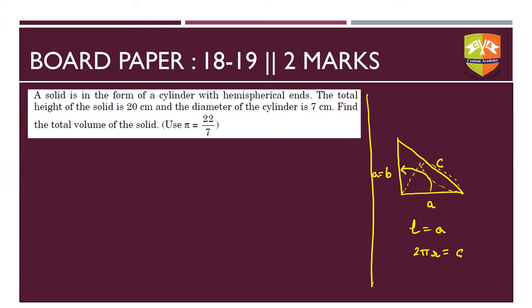Yes, in such questions, you have to assume R of cylinder is R of hemisphere, because otherwise there could be infinitely many solutions, because H of cylinder is not fixed. Yes. So quickly draw the diagram. It's 2 marks only. So hence.